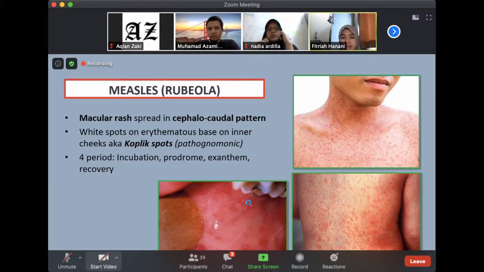Okay. As you can see with the cursor. And then there are 4 periods in this disease, which consist of incubation, prodrome, exanthem, and also recovery period.